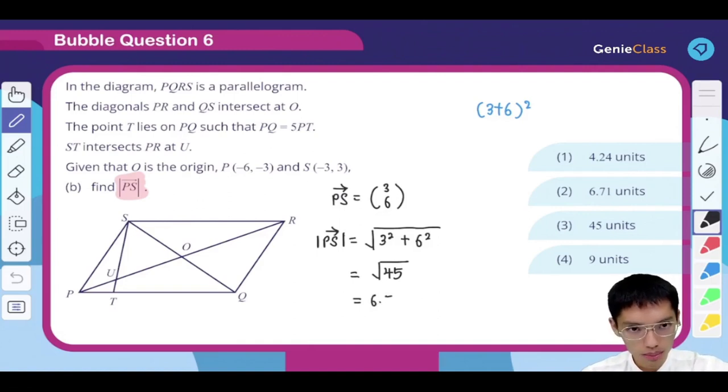Okay, so square root of 45 is 6.70820, which is none other than 6.71.